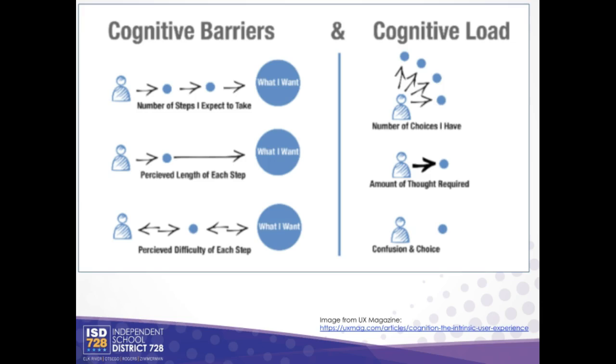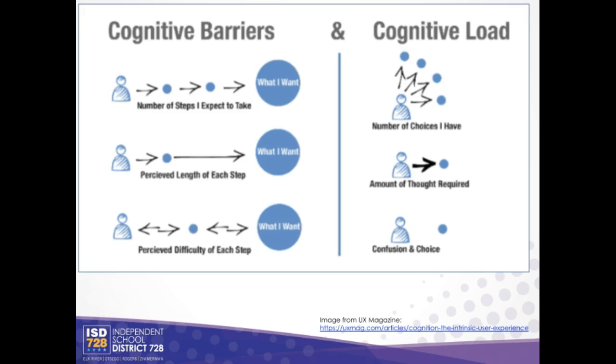If we think about it in another way, there's different barriers to cognitive load. So if we have too many steps in the process, that gives the learner too many choices and it increases the cognitive load. Another one would be the perceived length of the step. And if the learner thinks it's going to take a really long time, that's automatically a barrier to the learning situation, how much thought they think will be required. And then finally, how difficult do they perceive each step will be? Is there confusion as to what to do and things like that?